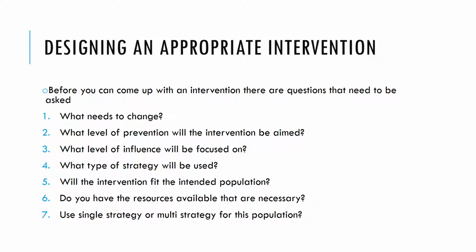1. What needs to change? 2. What level of prevention will the intervention be aimed at? Primary? Secondary? 3. What level of influence will be focused on? 4. What type of strategy will be used? 5. Will the intervention fit the intended population? Basically, this question is asking, is this intervention going to work for a population that might not have high literacy rates?